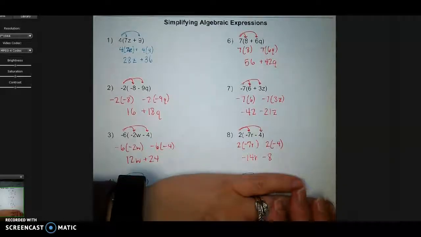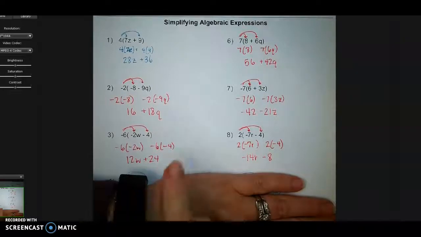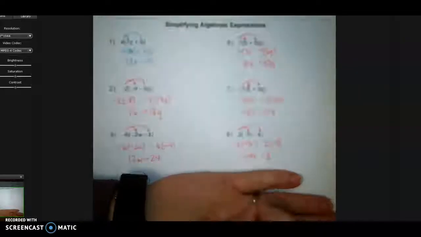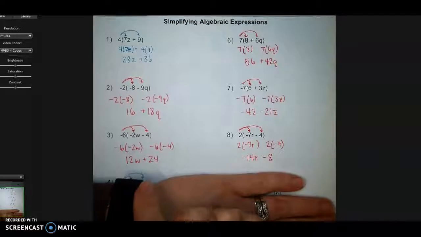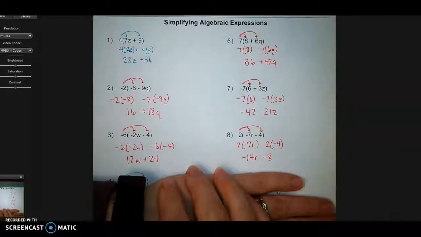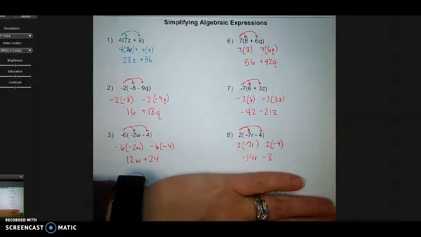So there you go. There are the first 6. So check those very carefully. Take note of the negatives and what is going on, and making sure that you are adding and subtracting in the right places. Check those over very carefully. Just pause it and check those out.